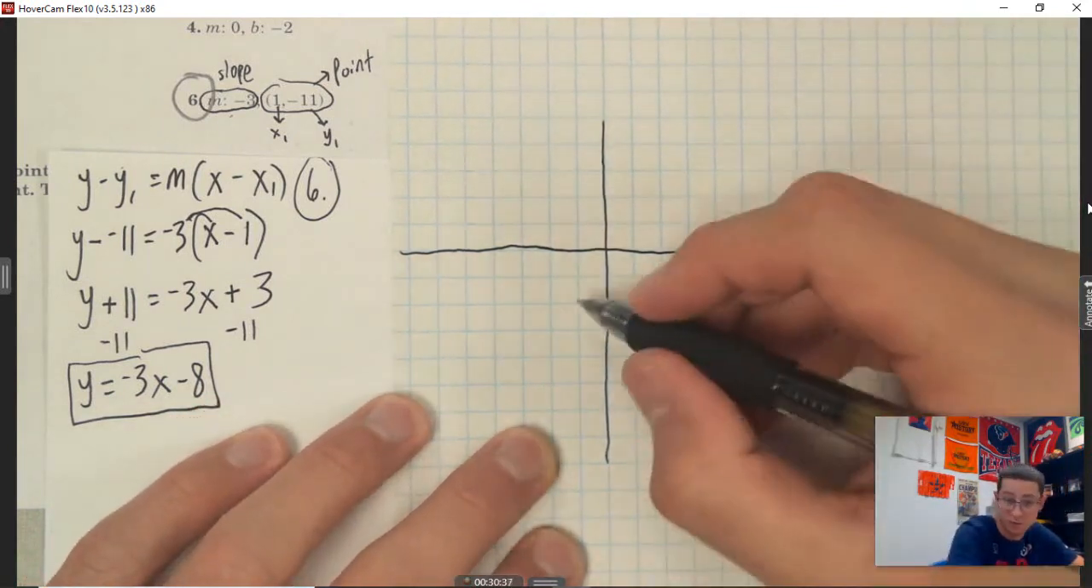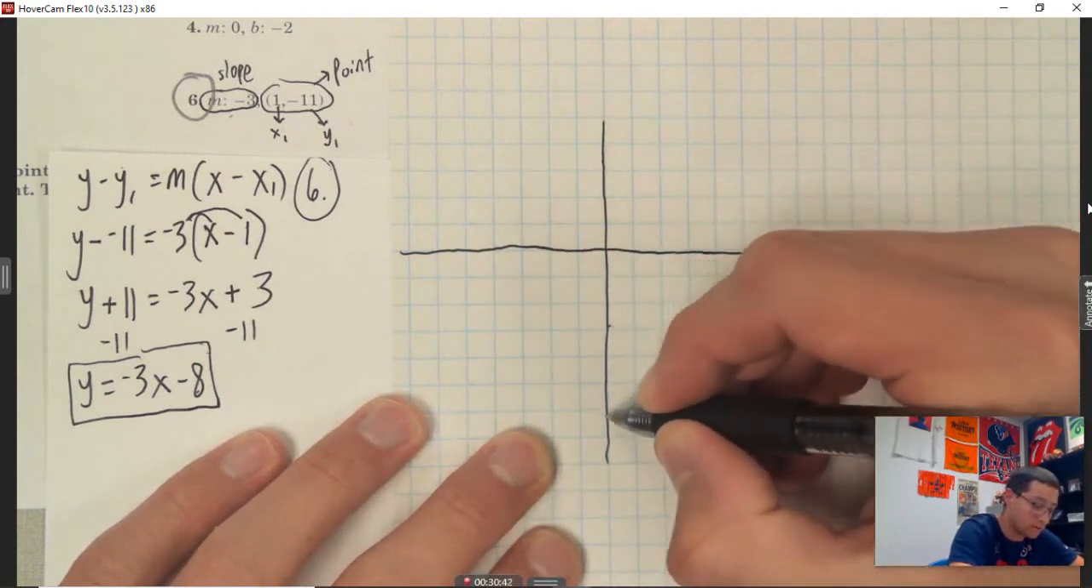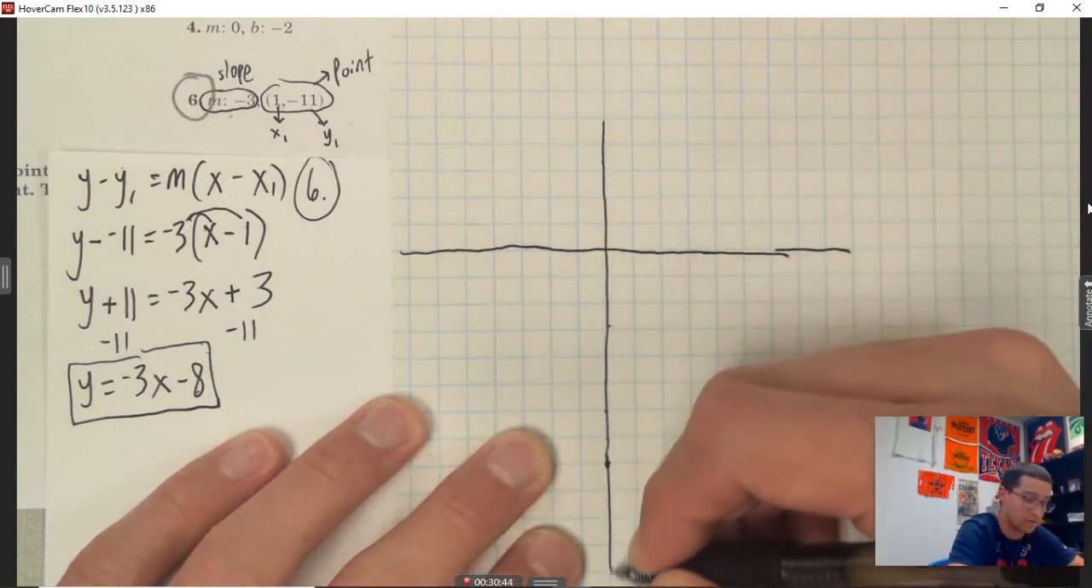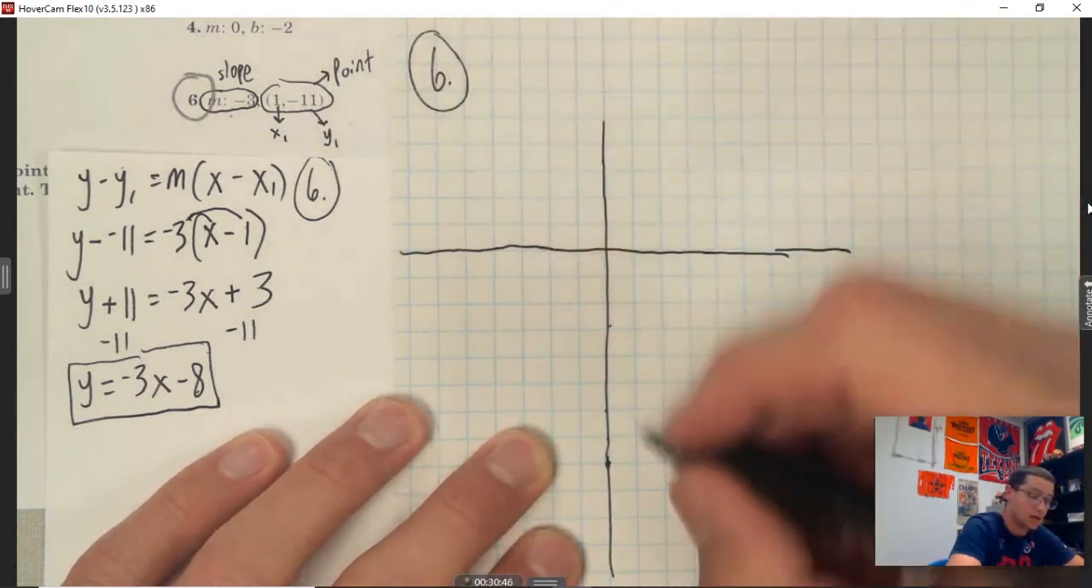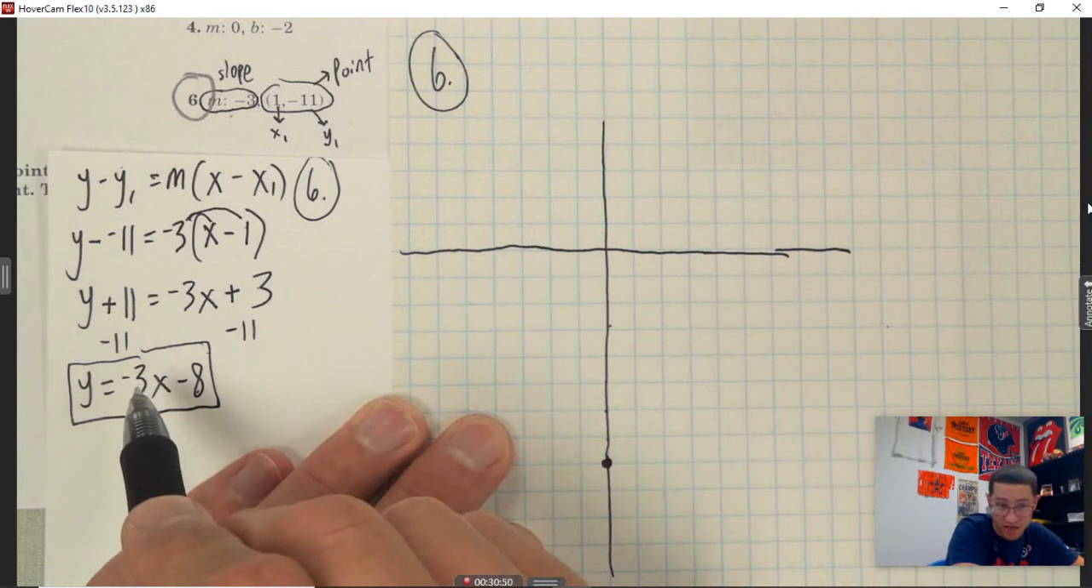All right. So minus 8 as my y-intercept. 1, 2, 3, 4, 5, 6, 7, 8. Wow, look at that. Perfect. Okay. There's my point. And then I have a slope of -3.